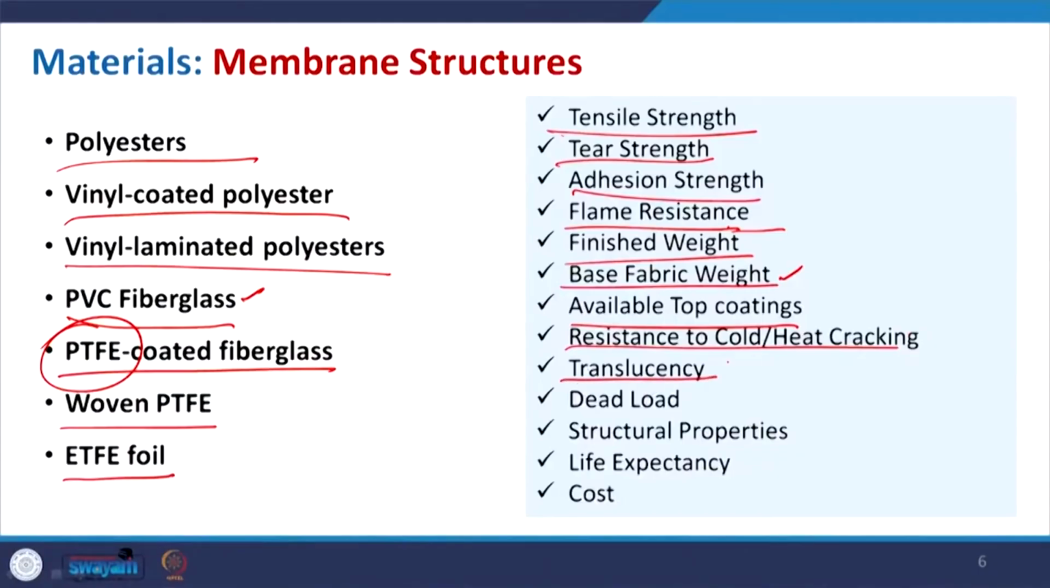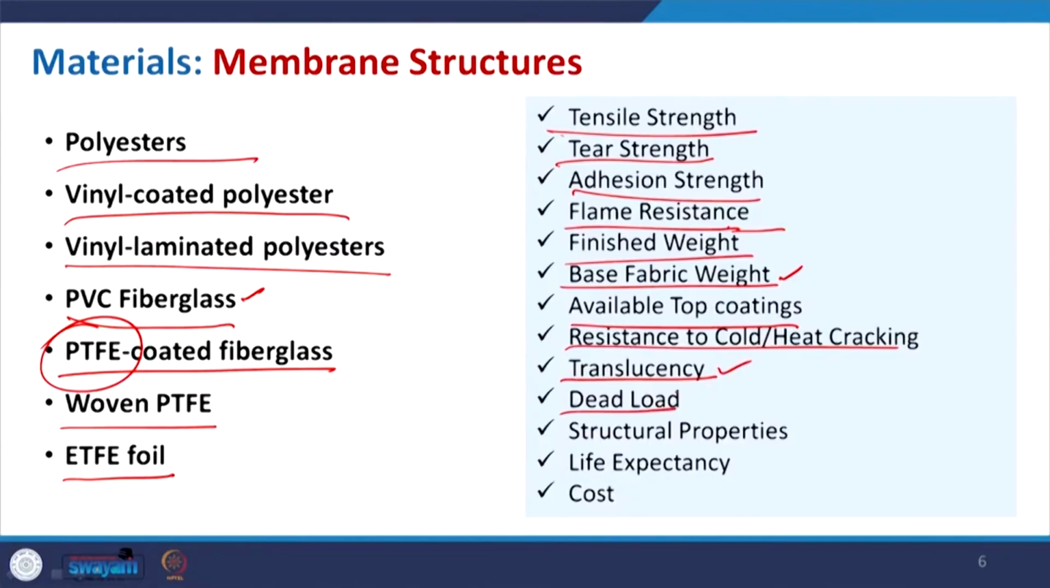Then translucency is another parameter, because in most cases we use it to welcome diffuse light. You will not get the radiation, but definitely with the translucency you can maximize the daylight use to the interior space. So, we should also look for a material where this translucency is available. Then the dead load, definitely, is the overall load being imposed, the self weight. That should be minimum, but without compromising the resistance or stability.